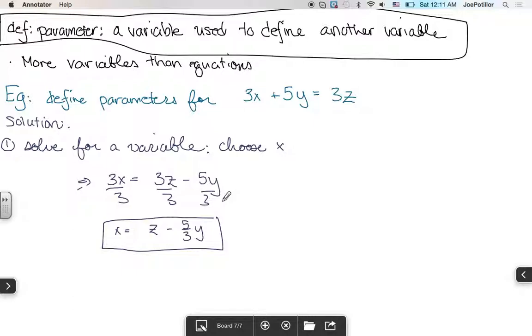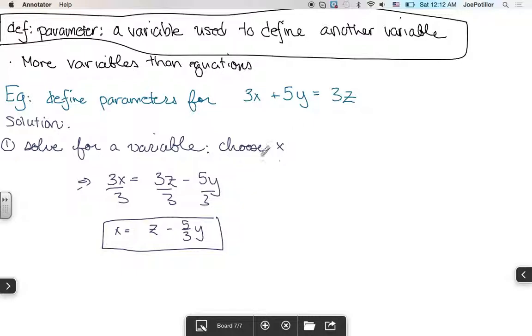And then, since from here we have our equation to work with, now we have to set it in terms of two parameters, in this case. I can define the parameter. You can define z and y to be the parameters in this situation. Again, I could have chosen any variable. I could have solved for y, I could have solved for z, but I like to isolate my x's.